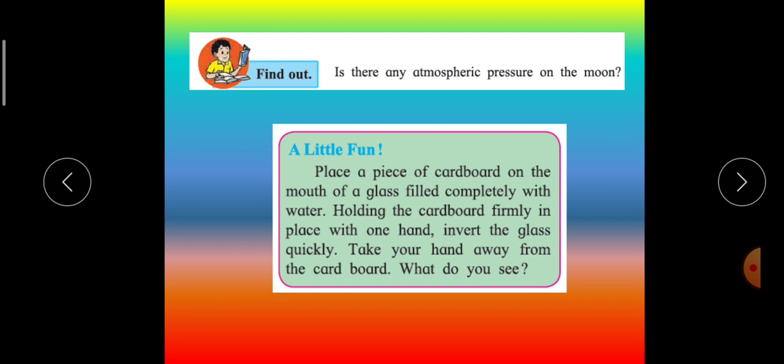Find out, is there any atmospheric pressure on the moon? So children, take this as a homework and try to find out if there is any atmospheric pressure on the moon.